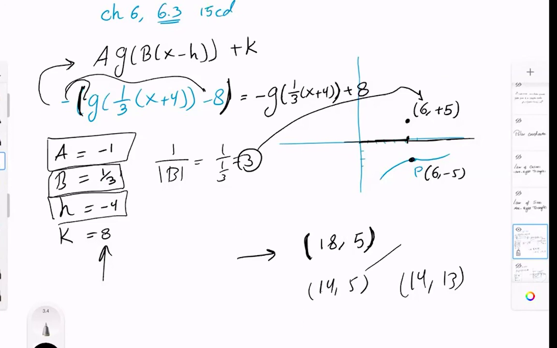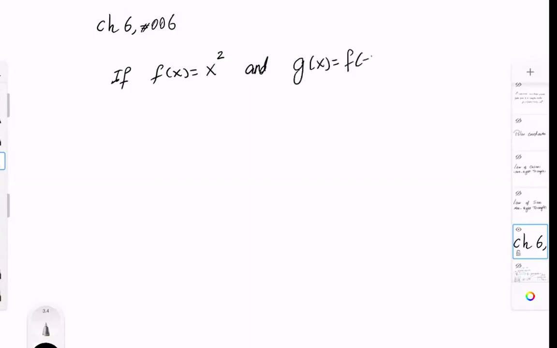Concept test, chapter 6. If f of x equals x squared and g of x equals f of negative 2x, then which of the following is true?